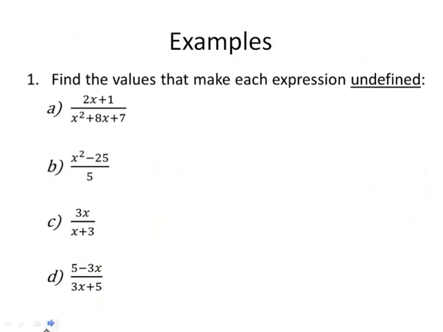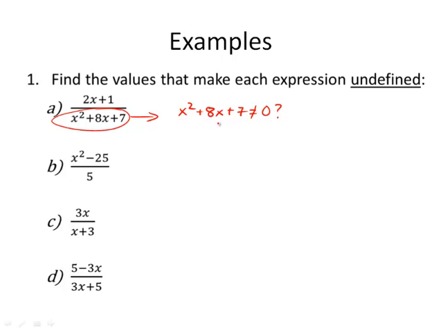Let's continue to some examples. Here, all they ask us to do is figure out what values make the expression undefined. Therefore, we're looking for restrictions on the domain. So all we're interested in is the denominator. When is the denominator equal to 0? We can't make it equal to 0, so we say not equal to 0.